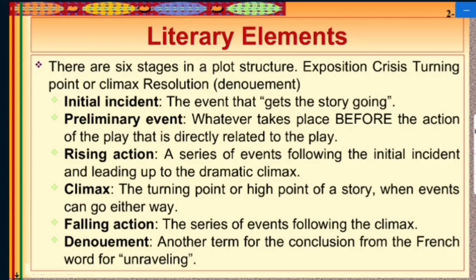After the climax comes the falling action. The series of events following the climax is called the falling action. And the last one is denouement. Denouement is another term for the conclusion, from the French word for unraveling. So unraveling, that is a French word that means conclusion, or denouement, is the last element in a drama.